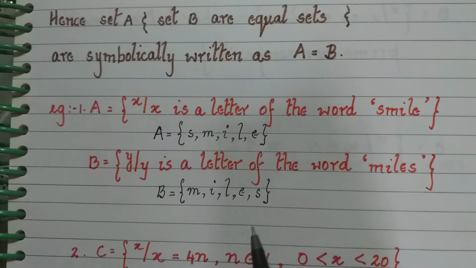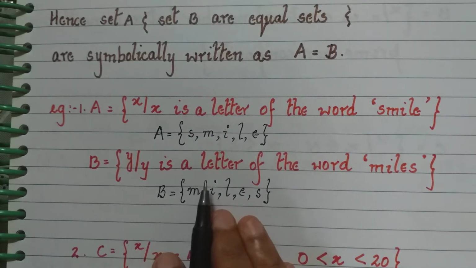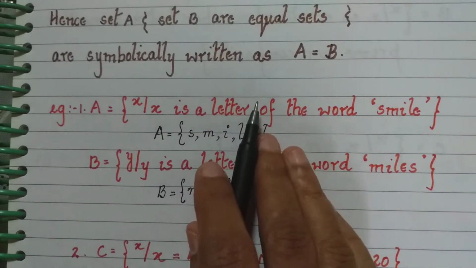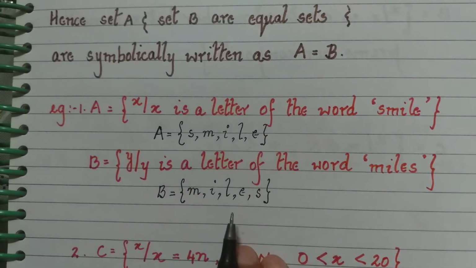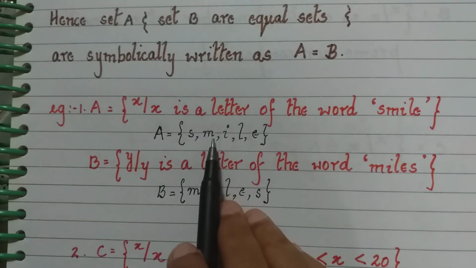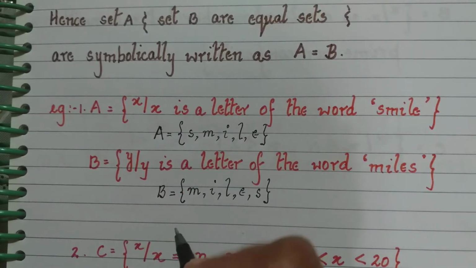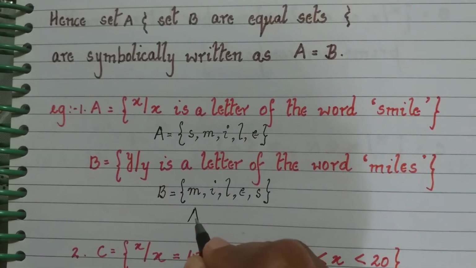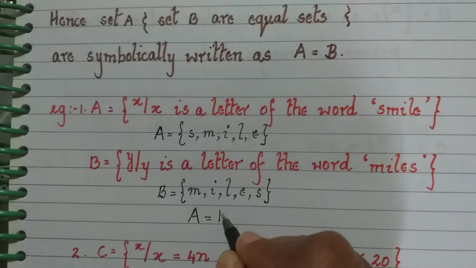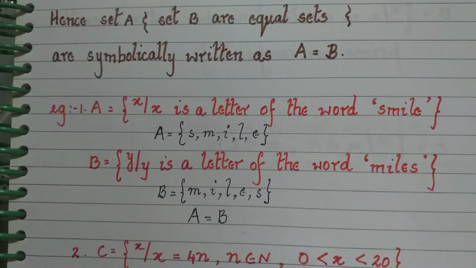Therefore we can say that the two sets are equal to each other because the number of elements in both the sets are the same and the elements in both the sets are the same, or the elements in set A are in set B and the elements in set B are in set A. So we can write that set A is equal to set B.